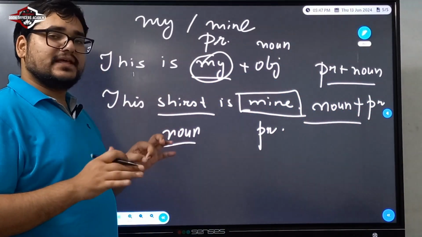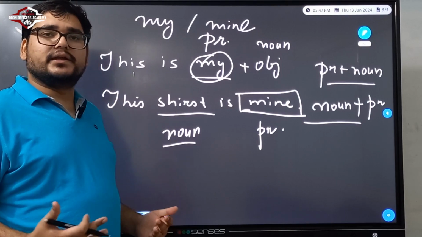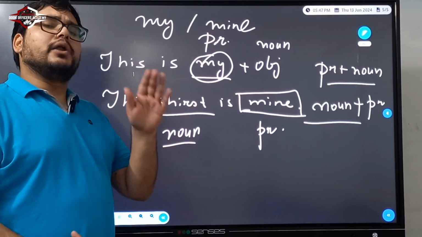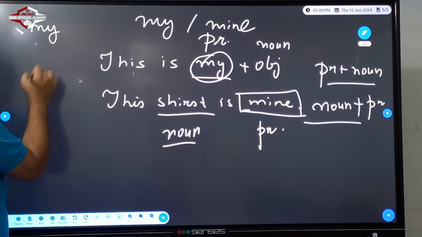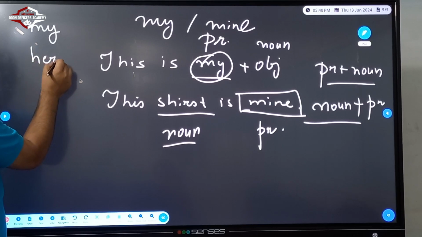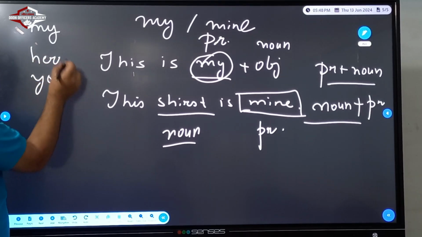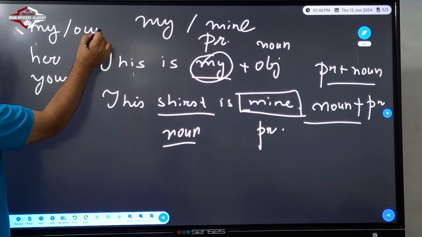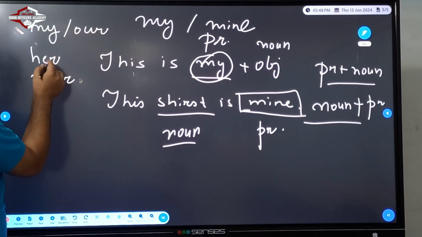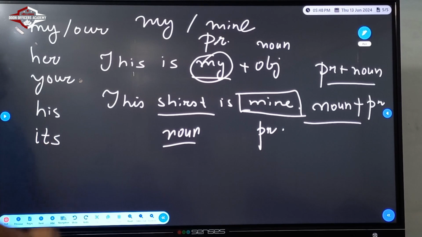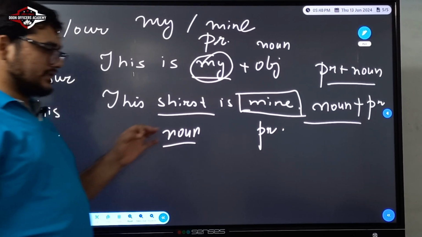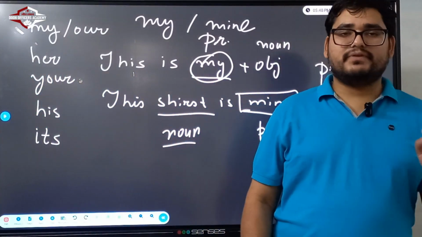First of all, you must understand that till now, whatever we studied, those were your possessive pronouns. Now, what are possessive adjectives? Your possessive adjectives are my, her, your, our, right? And her, his, and its. So these are your possessive adjectives. Possessive adjectives, right? These are your what? Possessive adjectives.